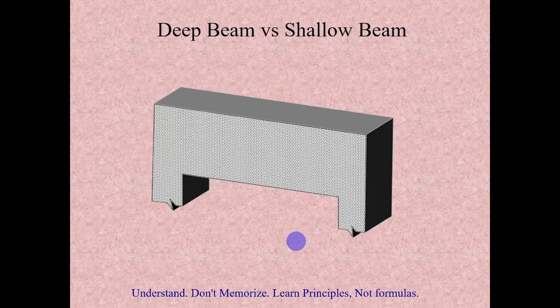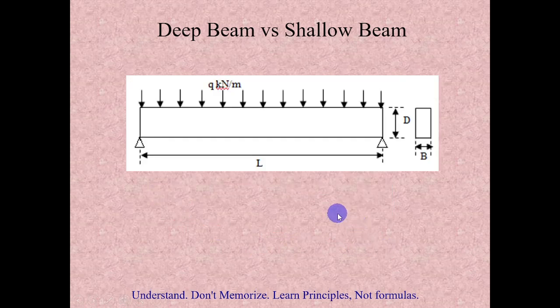Let us assume a beam like this, where the clear span is called L and the total depth is called D. That beam is subjected to a uniformly distributed load of Q kilonewton per meter, and we all know that the deflection due to this loading for this simply supported span is 5 WL power 4 by 384 EI, where E is the Young's modulus of the material and I denotes the moment of inertia of the cross section.